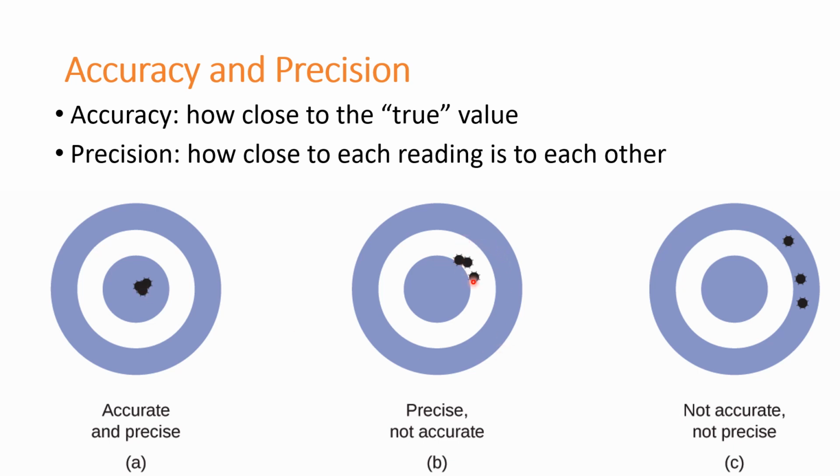When they're precise, they're going to be close to each other, but they're not hitting that target, meaning that they're not actually close to the true value. So these are precise but not accurate. And then here we have something that is neither accurate nor precise, because it's neither hitting the target nor are these data values close to each other.